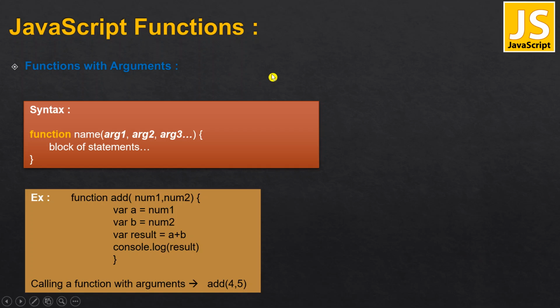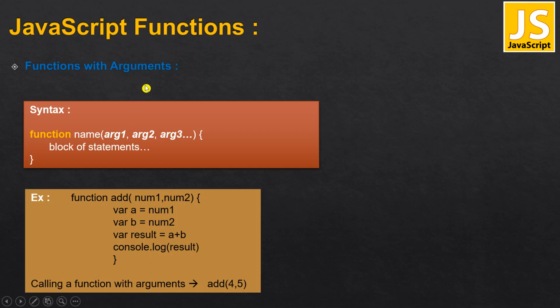In this class we are going to discuss JavaScript functions with arguments, right? In the earlier class I just introduced you to functions. What is a function? Why use functional programming, right? And I explained one little example to you. Now we will see functions with arguments, right?